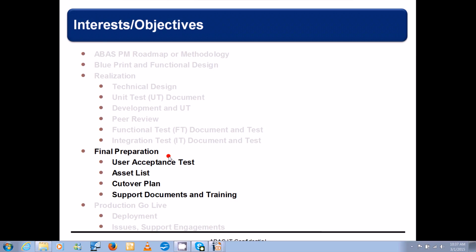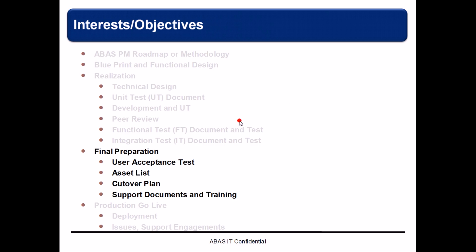Today, in this session, we'll start with the final prep. Let me change the cursor to a pen, and I'll try to change the pen width to thin. Okay, it's good. So the final prep has four different topics that we'll talk about: user acceptance, asset list, cutover plan, and support documents. Before going to final preparation, I will also spend a bit more time on the peer review.